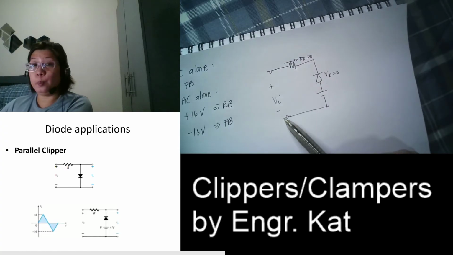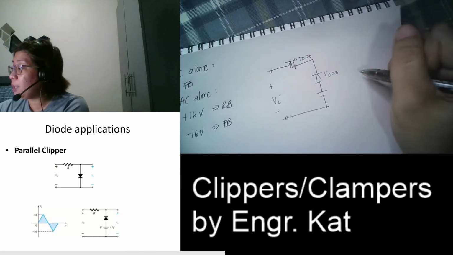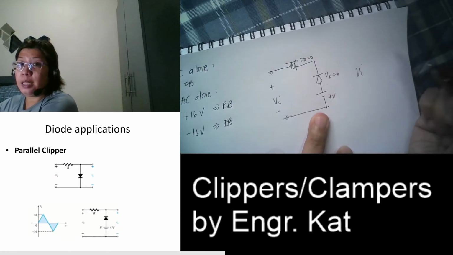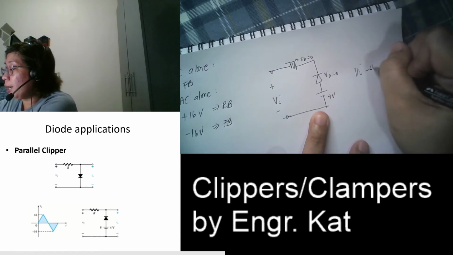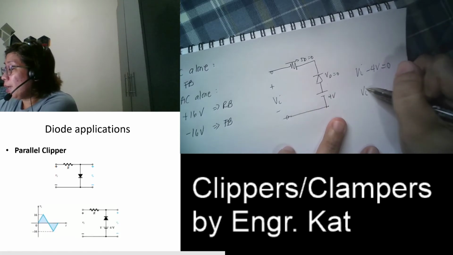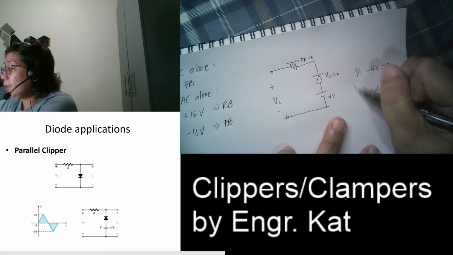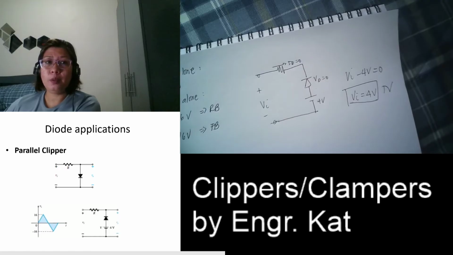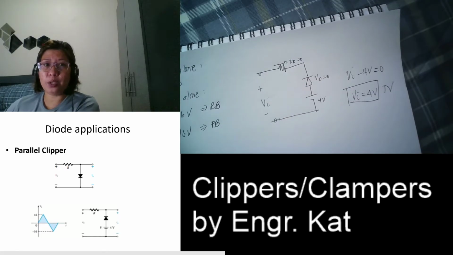So let us make a loop. We have here plus VI. We have here, this is 4 volts, right? So we have here minus 4 is equal to 0. So VI is equal to 4 volts, this is our transition voltage. Okay? So this is our transition voltage.